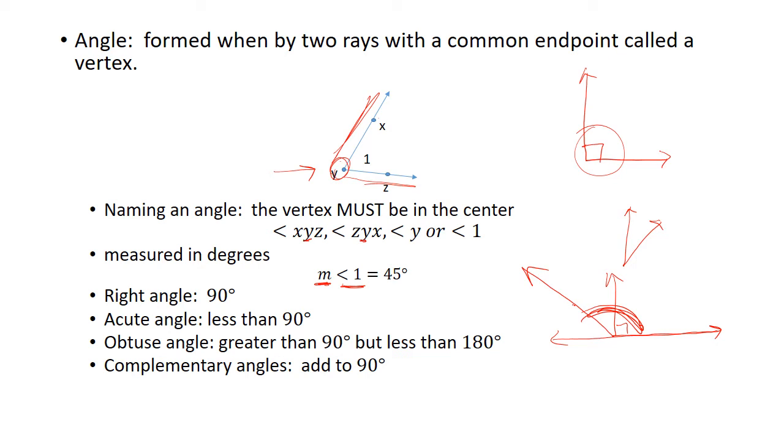Complementary angles are going to add up to 90 degrees. So if you have a 60-degree angle and a 30-degree angle, they'll add up to 90 degrees. They would be complementary. And supplementary are going to add up to 180. So a 90-degree and a 90-degree are going to be 180. Or a 120-degree and 60 degrees are going to be supplementary.